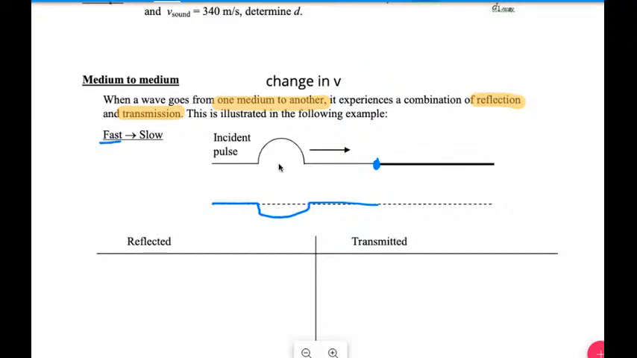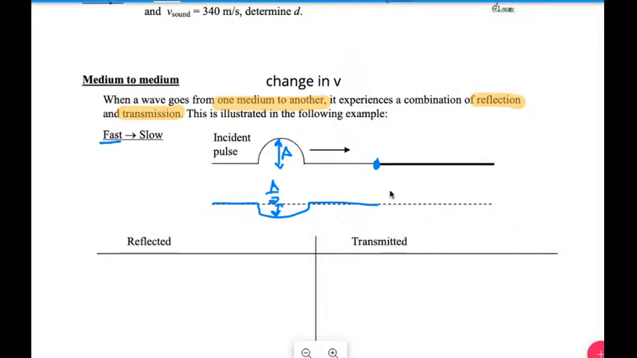But since some of it was reflected, some of it was transmitted, we're going to have a smaller amplitude. That's our full energy, full amplitude. This one is going to be less. Might be half, might be something other than half. For simplicity's sake, I'll call it half of that energy, half of that amplitude. So that's the reflected part of our wave, and it was reflected like on a fixed end.